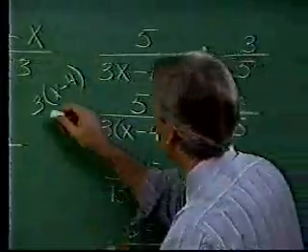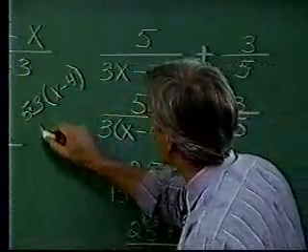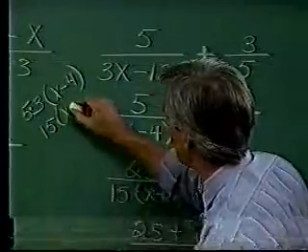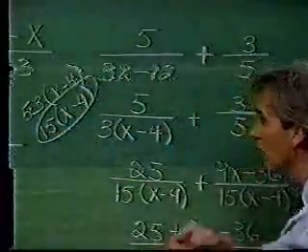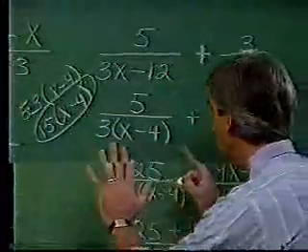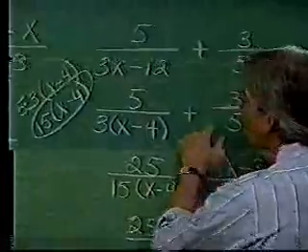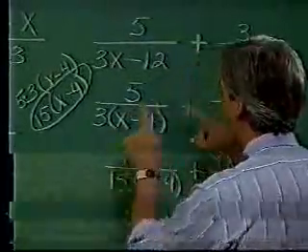Now, 5 becomes, I'll write it as a factor here. So the common denominator is really 15 times x minus 4. And it's important to write that down somewhere because we're going to need to refer to it from time to time.